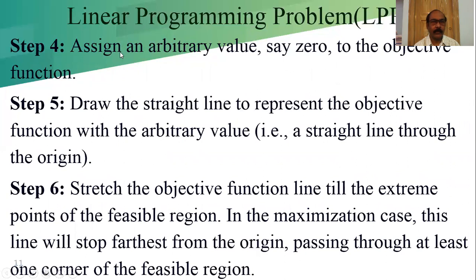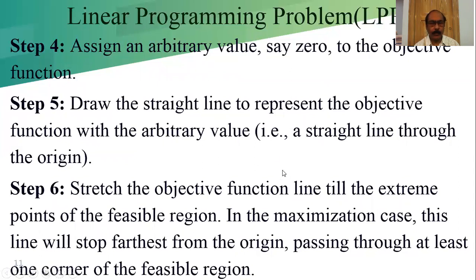Step 4. Assign an arbitrary value, say 0, to the objective function. Then draw the straight line to represent the objective function with the arbitrary value, that is a straight line through the origin. So if we consider the objective function value equal to 0, then we can draw a line which passes through the origin. Normally it's structured like that.